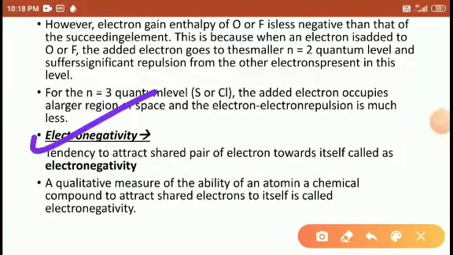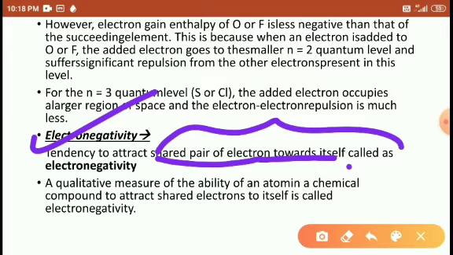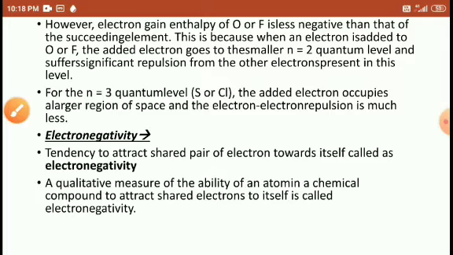So next is electronegativity. The tendency to attract the shared pair of electrons towards itself is called electronegativity. Yes, students, it is called electronegativity. So here, the element which is accepting the shared pair of electrons, that is, the pair shared by the other atom, attracts those electrons towards itself. That is the electronegativity.